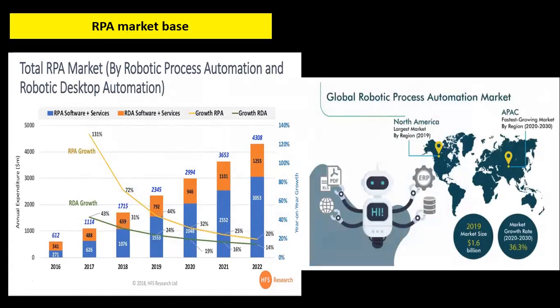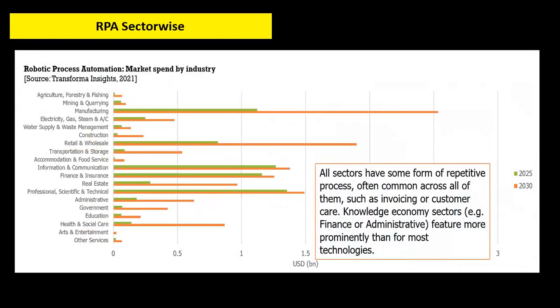Considering the RPA market, it's already a $1 billion market, and it's going very, very strong. If you consider the market growth rate, the APAC region especially is growing 36.3% per annum. So you can imagine how fast it is growing. North America is the largest market so far, and the European market is also very high when we consider the customer base of RPA.